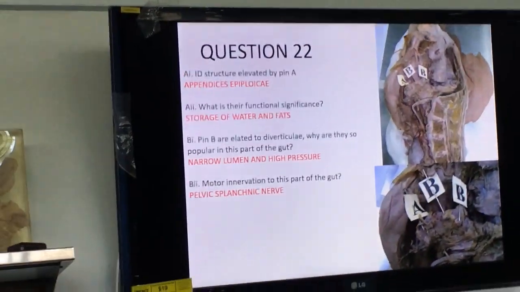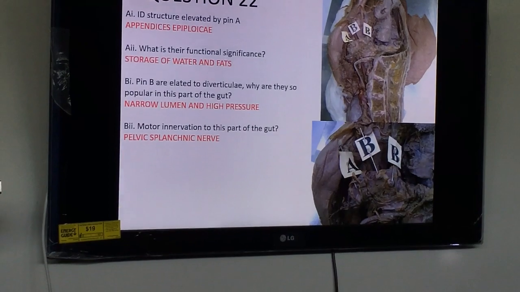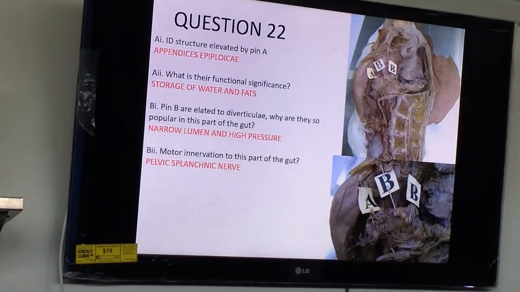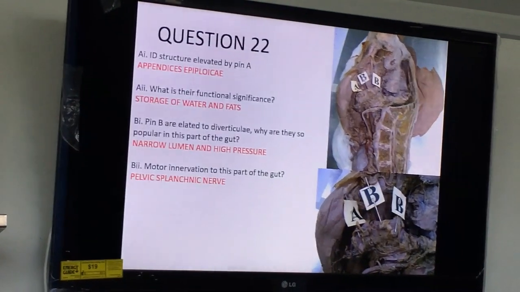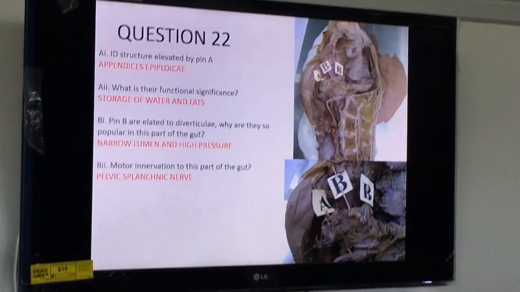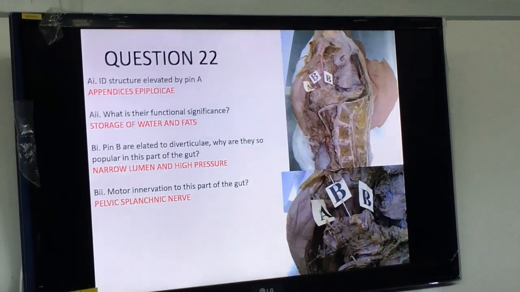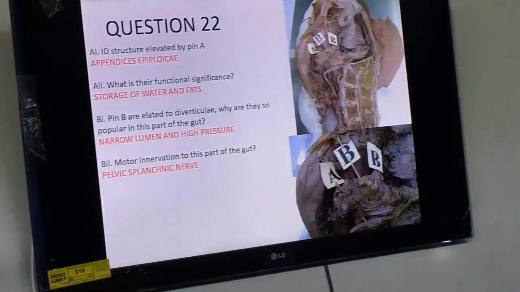As far as I know, the only part of the gut where diverticula are popular is the colon, right? We don't find them in the rectum, and we don't find them in the rectum for a reason. But I don't like the answer they give here. The second part, the high pressure, yes, but I don't like the narrow lumen and so on.